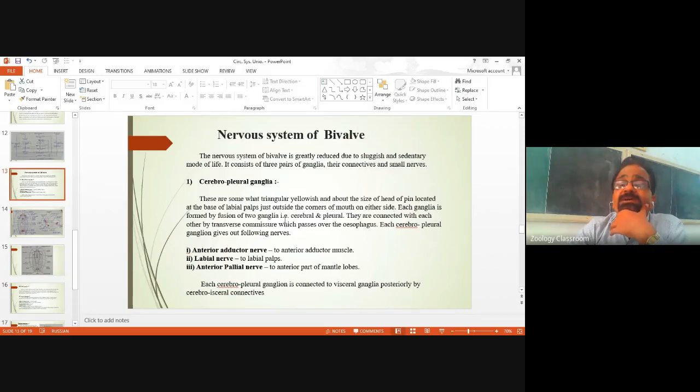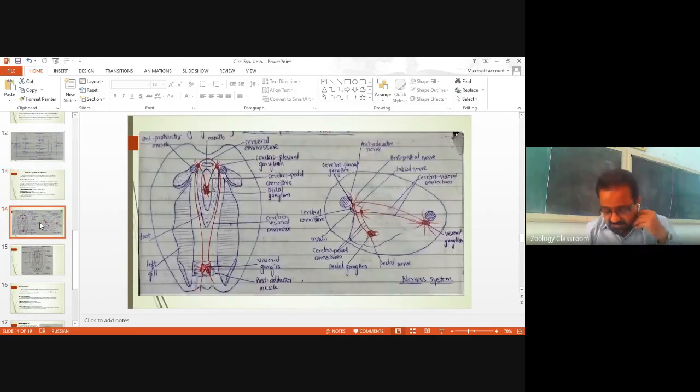Each ganglion is formed by the fusion of the cerebral and pleural ganglia. So they are connected with each other by the transverse commissure, which passes over the esophagus. This is the commissure. Two, one. This is the commissure.